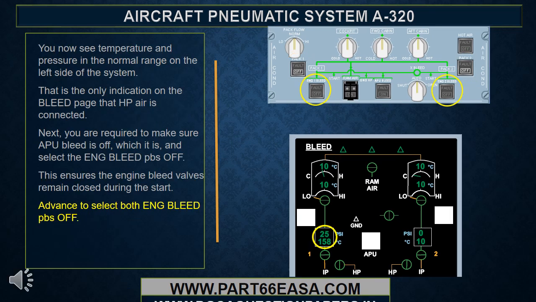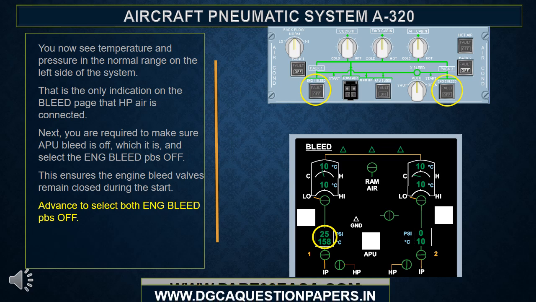You now see temperature and pressure in the normal range on the left side of the system. That is the only indication on the bleed page that HP air is connected. Next, you are required to make sure APU bleed is off, which it is, and select the Gnd Bleed PBS off. This ensures the engine bleed valves remain closed during the start. Advance to select both Gnd Bleed PBS off.